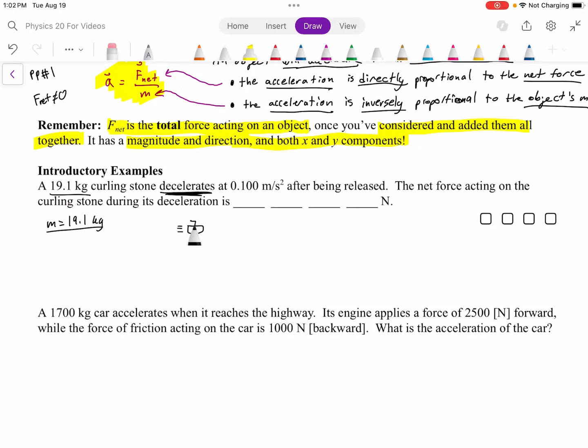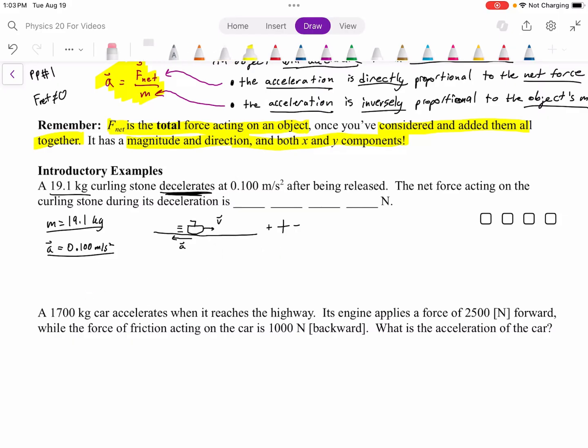So all that means is that if our curling stone is moving, say to the right, the way I've drawn it, right? Its velocity is that way. Its acceleration is in the opposite direction. Okay, I'm going to go ahead and define the direction of the acceleration as positive, just because that way I'll have more positives, which makes the math easier. So I'm going to make it positive 0.100 meters per second squared. Essentially, I'm making backwards for the curling stone positive, right?